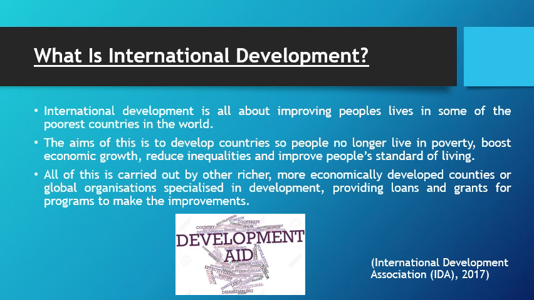What is international development? International development is all about improving people's lives in some of the poorest countries in the world. The aims of this is to develop countries so people no longer live in poverty, boost economic growth, reduce inequalities and improve people's standard of living.